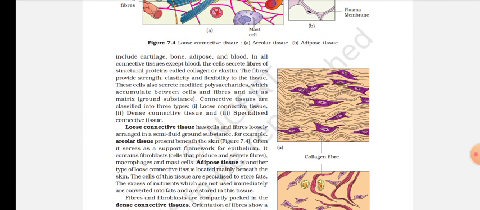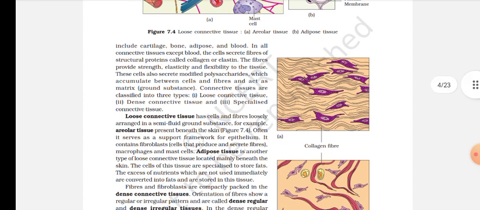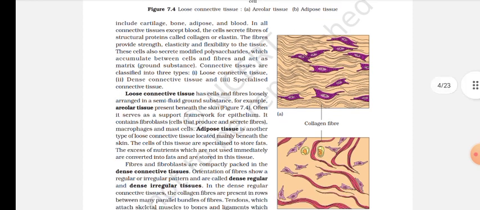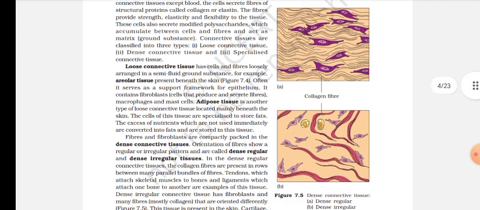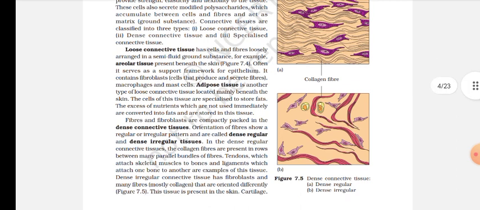Connective tissue is classified into three types: loose connective tissue, dense connective tissue, and specialized connective tissue. Loose connective tissue has cells and fibers loosely arranged in a semi-fluid ground substance. For example, areolar tissue present beneath the skin. Often it serves as a support framework for epithelium. It contains fibroblasts, cells that produce and secrete fibers, macrophages, and mast cells.